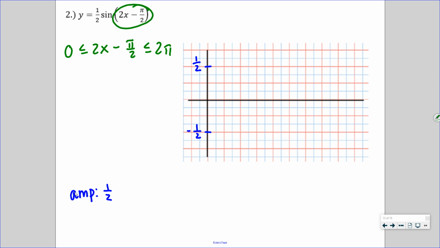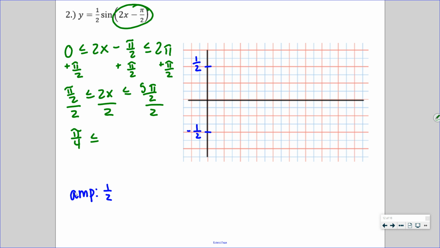All right, to solve this for x, I would add pi over 2 to everything. That would give me 5 pi over 2. And then I would divide everything by 2. Careful with your fractions. That would give me pi over 4 is my new starting, 5 pi over 4 is my new ending. What's that length? Pi. Good. 1/4 to 5/4 would be 1 pi.